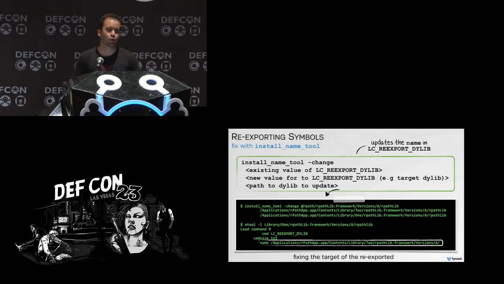It turns out there's an Apple tool to do this: install_name_tool. Basically, you give it a few parameters. You give it the existing value in the LC_REEXPORT_DYLIB load command, then the new value, which is the full path to the legitimate dylib that we're hijacking, and then the path to our own hijacker dylib. When we run this, as we can see in the slide, it fully updates the LC_REEXPORT_DYLIB so that it points to the correct dylib that we are hijacking, which contains all the symbols that the application needs.